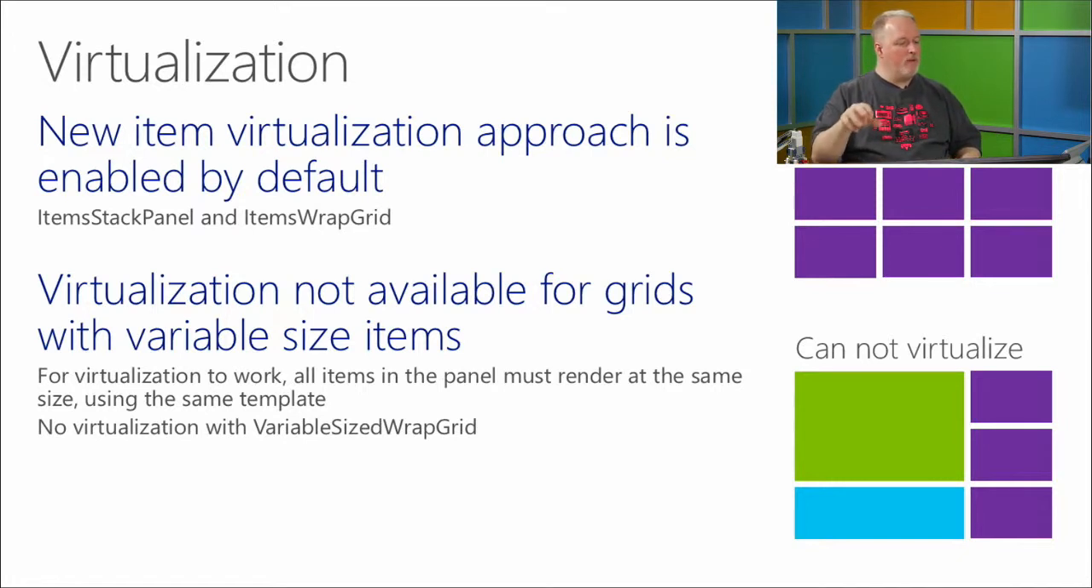Now, a little caveat about virtualization. In order to virtualize the containers and stuff that we're using, they need to all be the same size. So you can't virtualize things that are variable size because we can't reuse anything there. So keep that in mind when you're designing the UI. If you're dealing with thousands of elements or lots of things that are going to be displayed on screen, try to keep them all the same size. You'll get the best performance out of that.